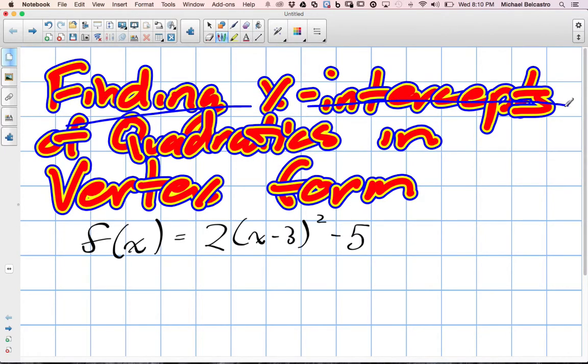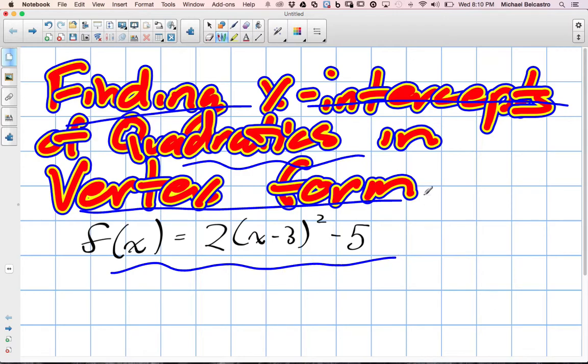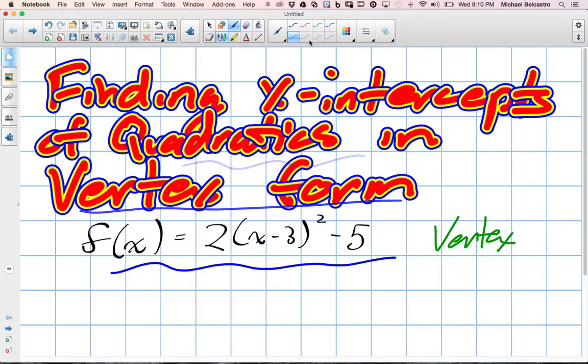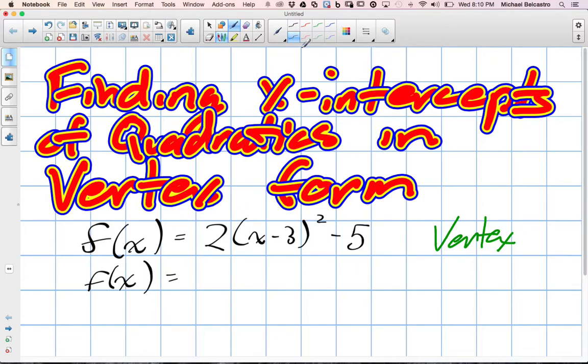Look at finding x-intercepts of a quadratic when we're in vertex form. And this is our vertex form. It is written normally as f of x equals a, which deals with stretches and compressions, times (x minus h), which deals with horizontal translations, plus a k value, which deals with vertical translations, right?